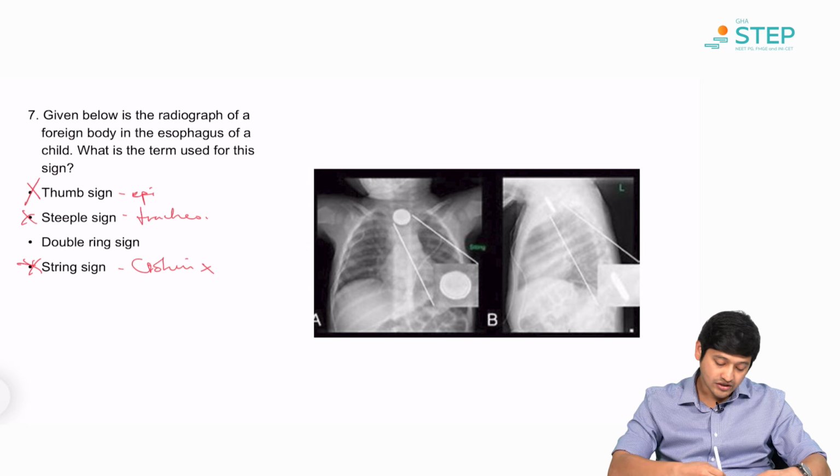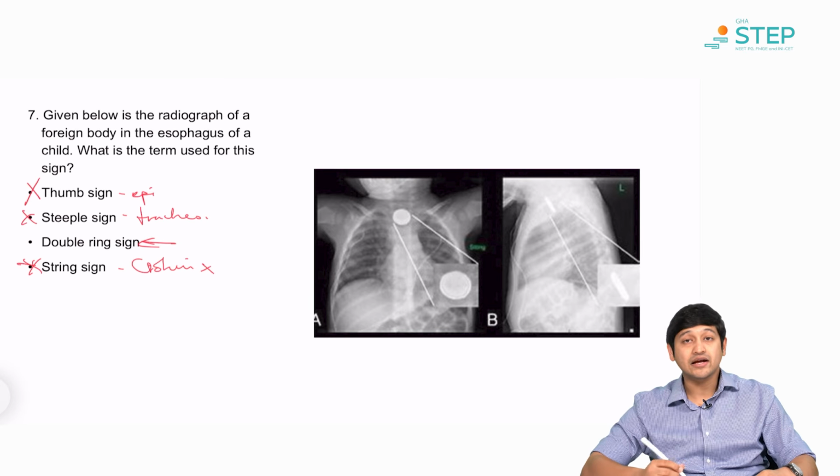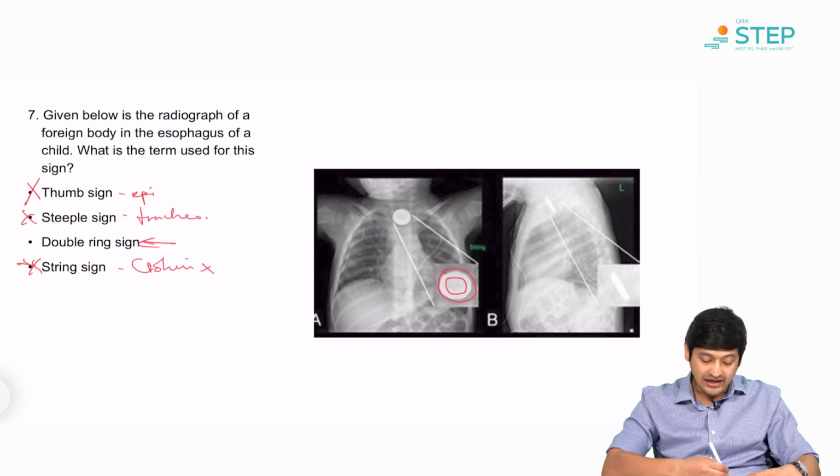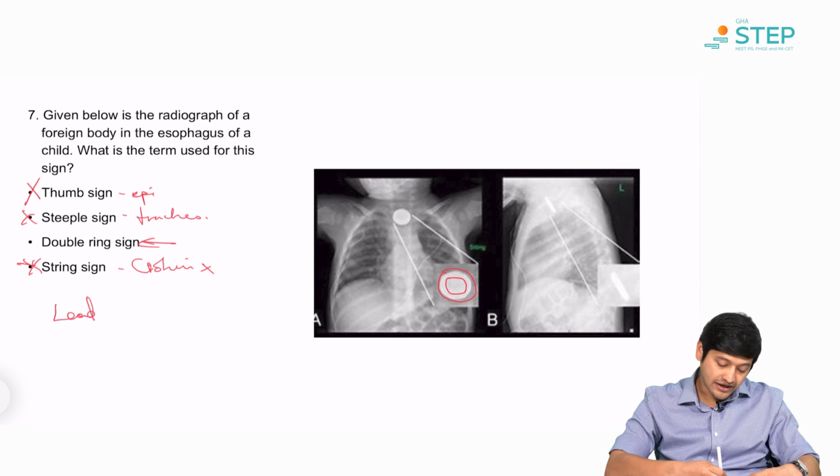So it's neither of these. So what we're looking at is a double ring sign. Now a double ring sign is alarming and you have to pick it up because the zoomed in version here shows you two concentric rings. Now this is going to be seen in lead battery or button battery ingestion.